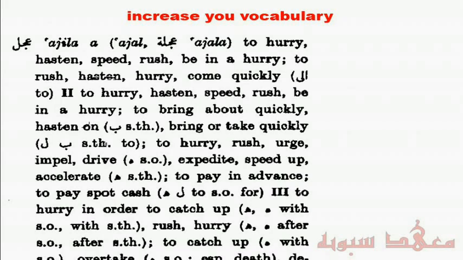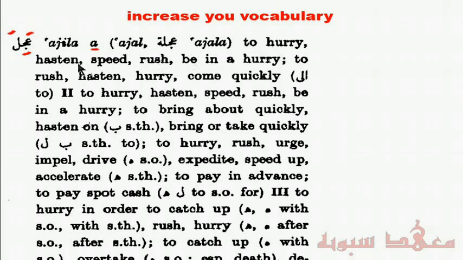So this is the Hans Wehr dictionary. This is one of the words in it: the ain, the jim and the lam, ajila. The mudari' would be ya'jalu, because of the a. Now, what you do is you look up the meaning.